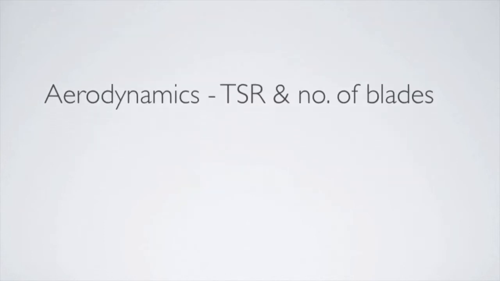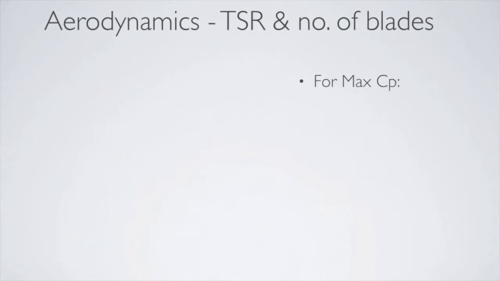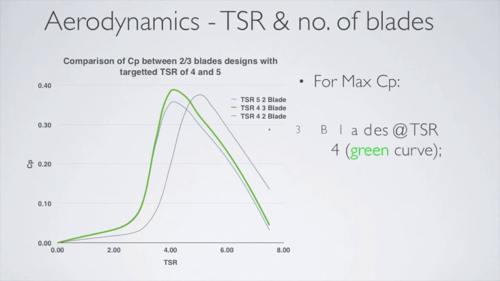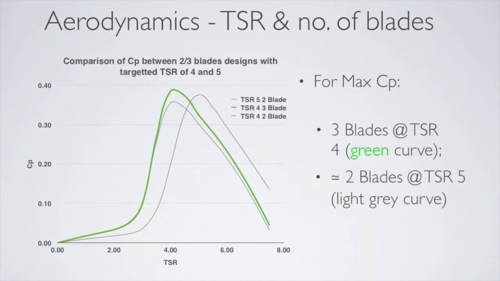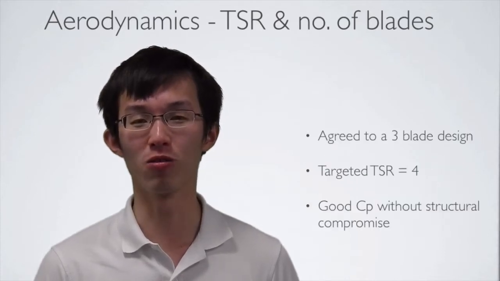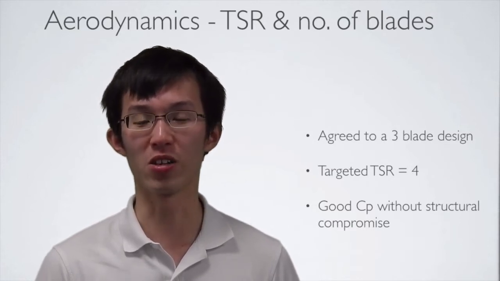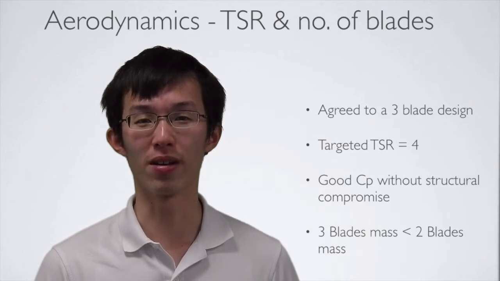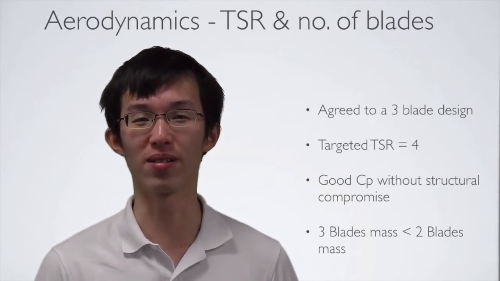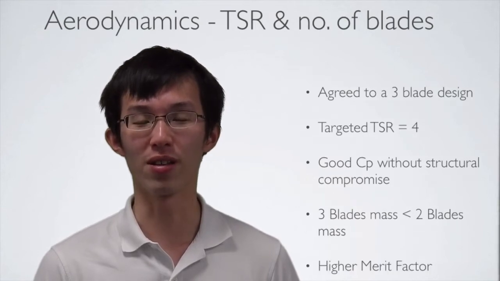Using Q-blade to simulate the performance of our designs, we realized that the 2-blade design would need to run at TSR 5 to achieve the same power as the 3-blade design at TSR 4. We agreed that we should adopt a 3-blade design with TSR 4 because this produces good power output without compromising structural integrity. Furthermore, according to our initial mass calculations done in Creo, we found that a 2-blade design would actually be heavier than a 3-blade design. The 3-blade design, with the same performance at the lower mass, would result in a higher merit factor.